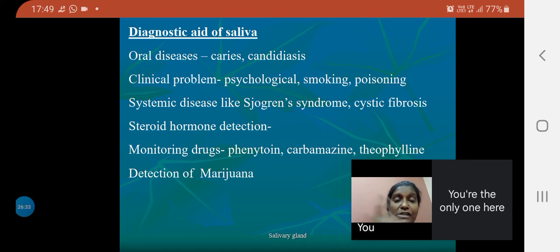First of all, to detect oral diseases such as caries. There are a lot of caries activity tests. By looking at the saliva of a person, we can predict how susceptible he is to dental caries. Is he very susceptible? Is he very less susceptible? This can be detected by the diagnostician, that is the dentist. Thereby, we can successfully plan how to manage this treatment.